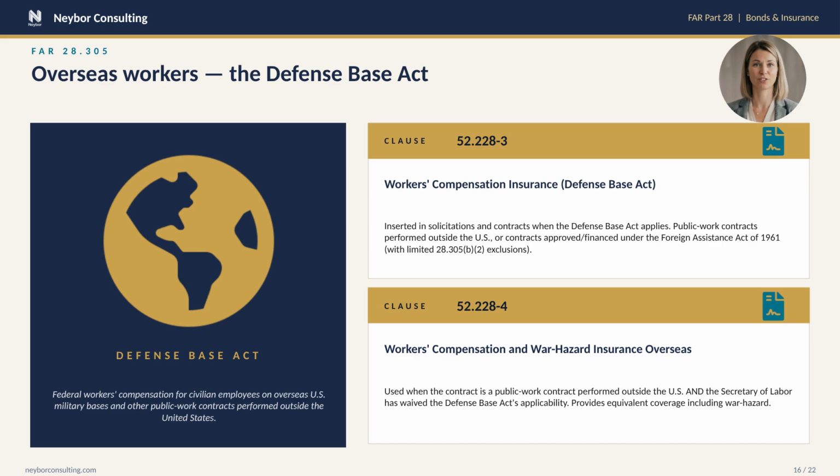Clause 52.228-4 is a backup. When the Secretary of Labor specifically waives the Defense Base Act for a particular contract, the contracting officer instead uses 52.228-4, which requires an equivalent commercial workers' comp policy plus war hazard coverage. If you bid on overseas work, 2 practical points: get DBA-approved insurance early. Only a small set of carriers write it and price the premium into your indirect rates because DBA premiums for hostile zone work can easily exceed 5% of payroll.